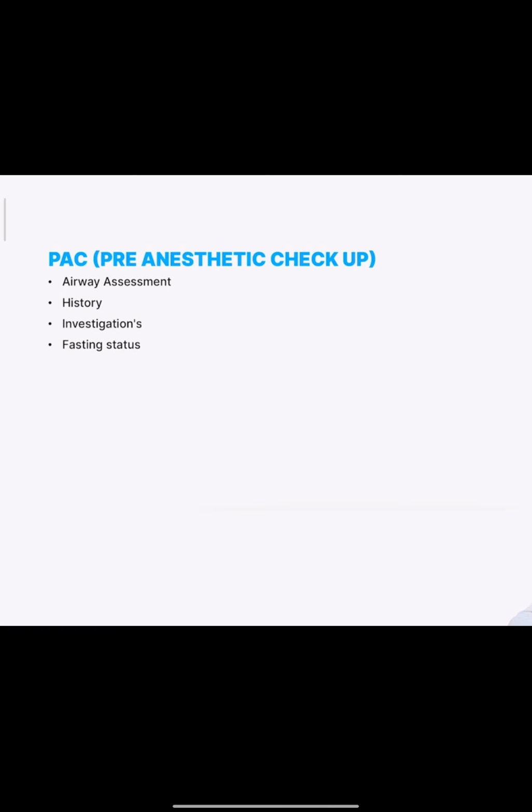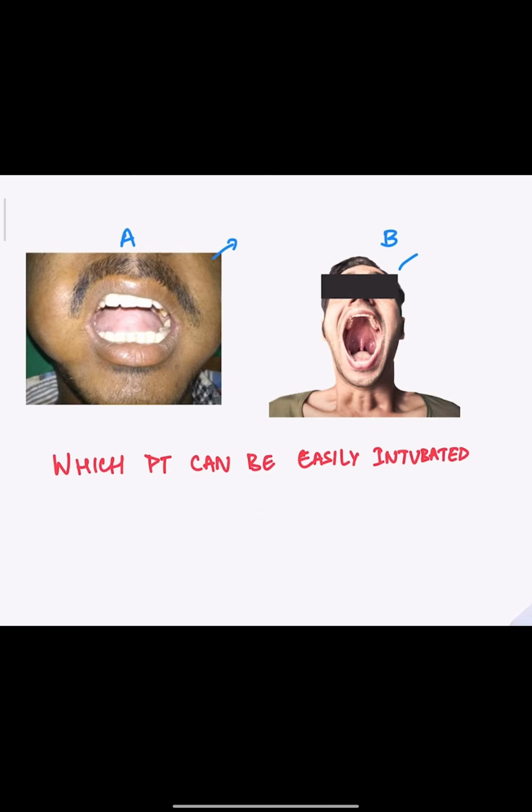So what do you do in the airway assessment, guys? We'll start with the airway assessment. Now imagine there are two patients. Patient A and patient B both came to you for pre-anesthetic checkup. Both you are doing airway assessment and you told patient A to open his mouth. While he is opening his mouth, you are seeing this kind of mouth opening which looks like a restricted one. And patient B, his mouth opening is a bit good.